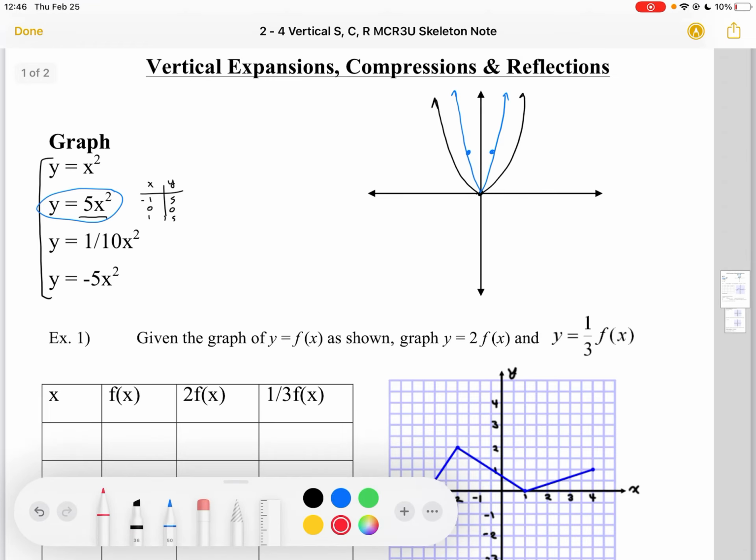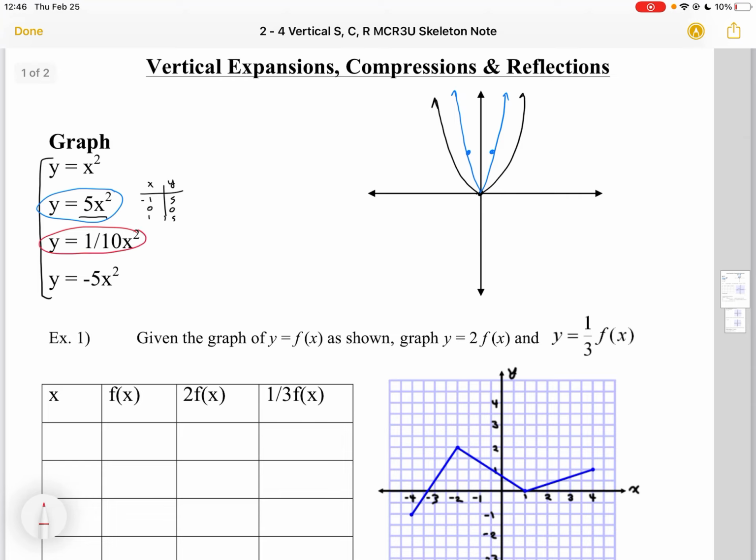The next one that I'm going to take a look at is y equals 1/10 x squared. And if I visualize a table of values again, I'm going to have it much flatter than before.